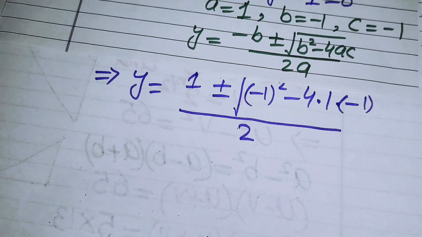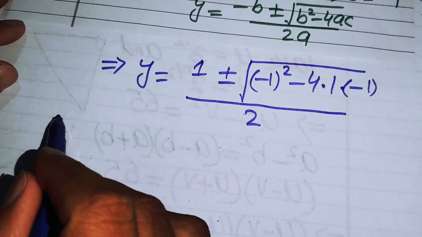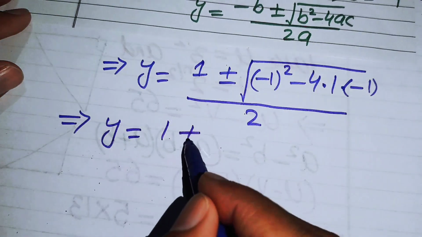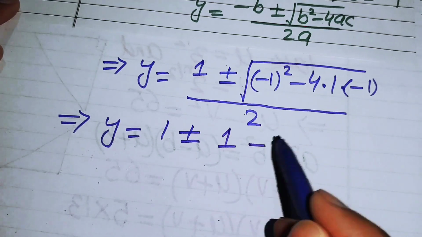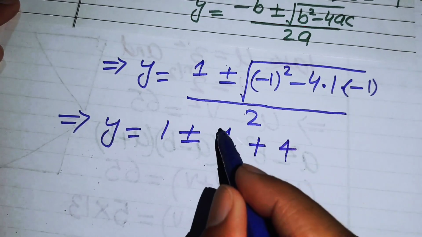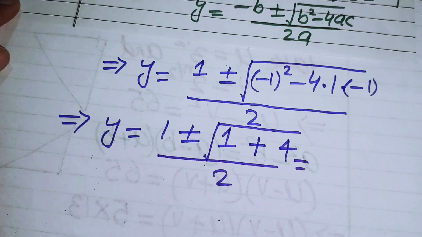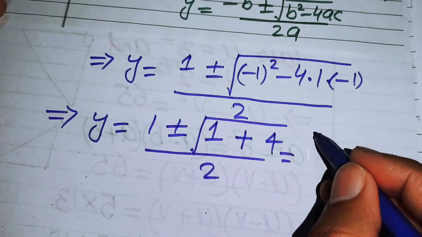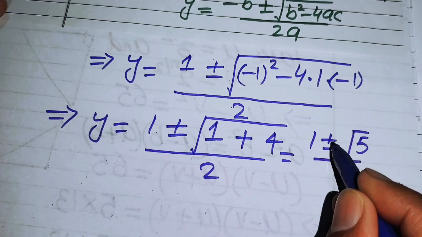So in the next step we will simplify these terms here, and we will obtain y equals 1 plus minus, here we have minus 1 squared, and it equals plus 1, minus, here you have minus times minus is plus, and 4 times 1 is 4, and its whole square root over 2. Now we will simplify the terms here, and we will get 1 plus minus square root of 5 over 2.